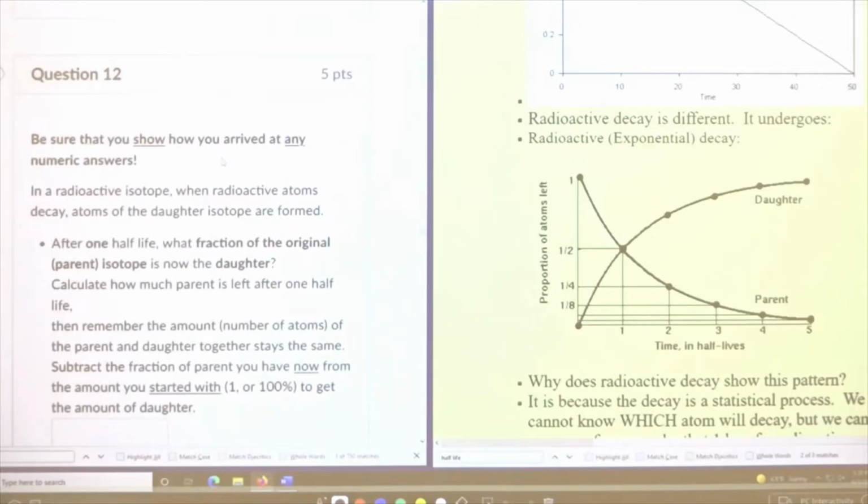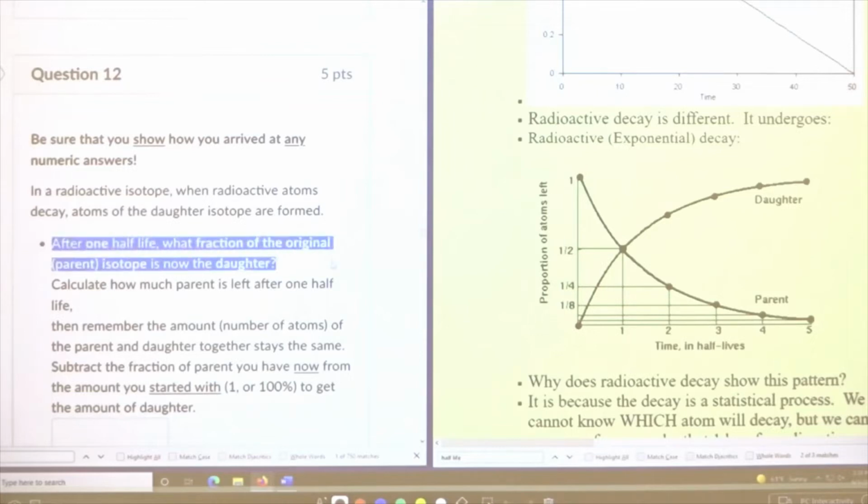This question refers to the daughter isotope that is formed. And notice in this graph on the right-hand side, as the amount of parent isotope decreases, the amount of daughter isotope increases because every atom of the parent isotope that decays turns into the daughter isotope. And so there's a one-to-one correspondence. There's always the same number of atoms. It's just that increasingly fewer and fewer of them are the parent and more of them are the daughter. So in this question, after one half-life, what fraction of the original parent isotope is now the daughter?